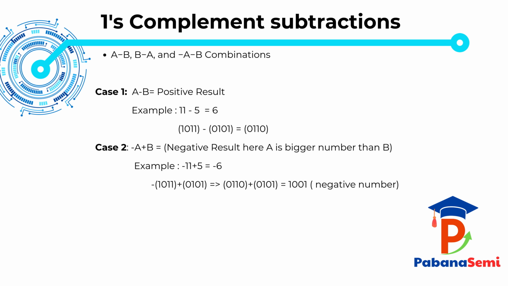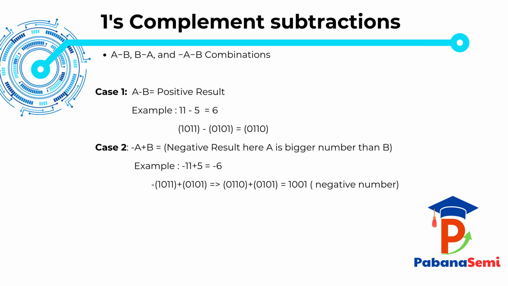Case 1, a minus b. In the first case, a is greater than b, so we expect a positive result. We subtract b from a by taking the complement of b and adding it to a. If this addition produces an end-around carry, we add that carry back to the result. The presence of a carry tells us the answer is positive. So whenever you see a carry in complement subtraction, the result is positive.